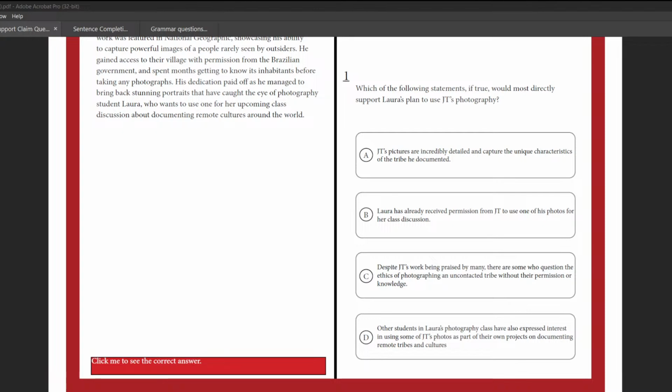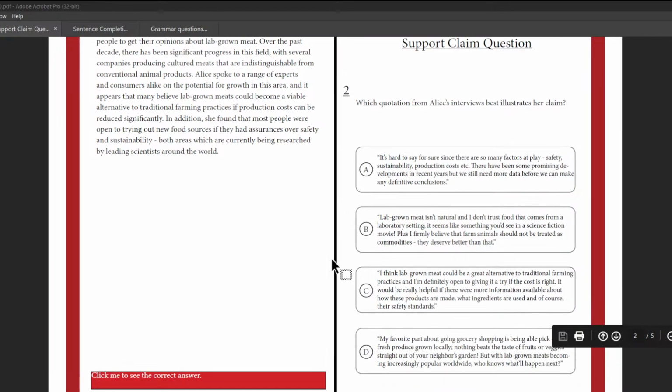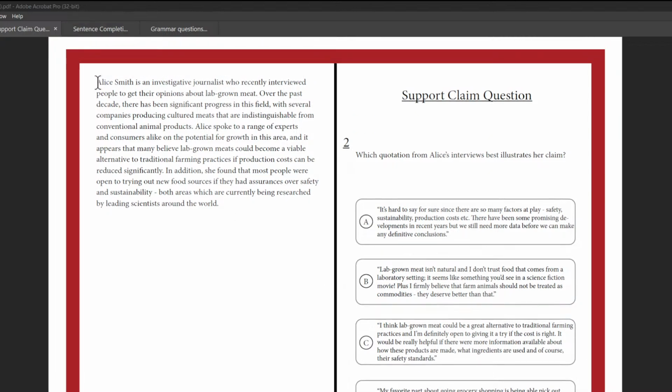Now, it looks like everybody here is saying C for the next one. Let's take a look at this. So this is a similar case. I also would consider this a bit of an easy question on the test because we're just looking for a quote from the different interviews. And so all I want here is a quote that sort of fits with what she's trying to say in this piece that she's working on.